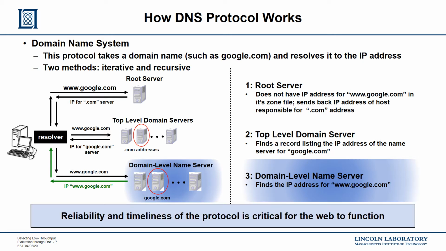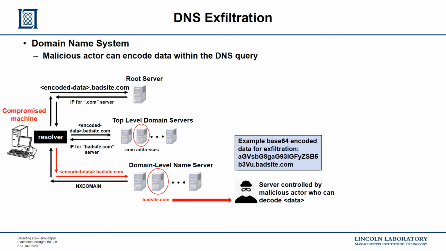One thing I really want to stress is that DNS is a critical component of the web, so this protocol needs to be extremely reliable and timely with its responses. This protocol can't just be shut down without breaking the web, which makes the protocol an ideal tool for maliciously transferring data. That leads us directly into how the protocol is abused for data exfiltration purposes.